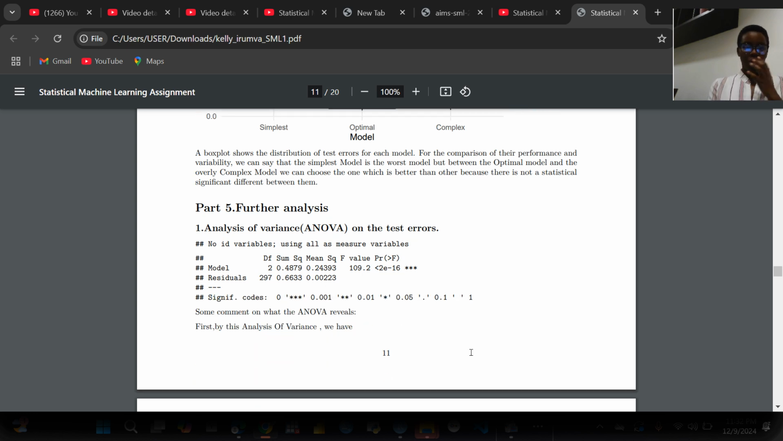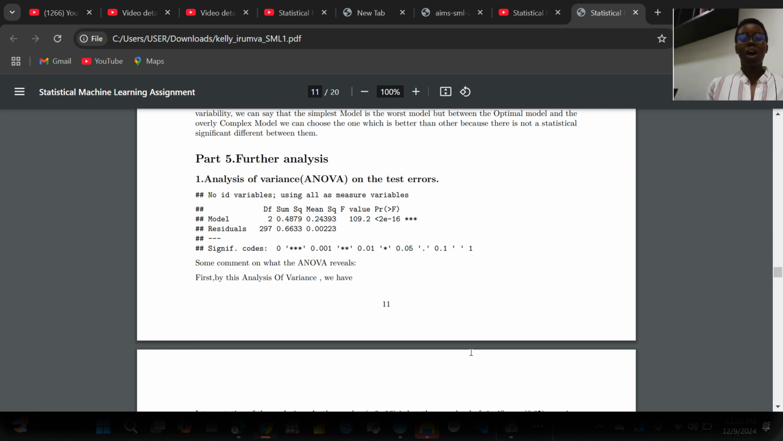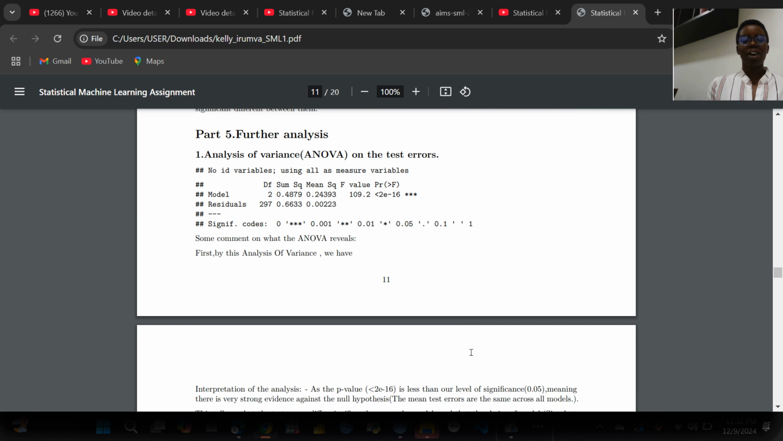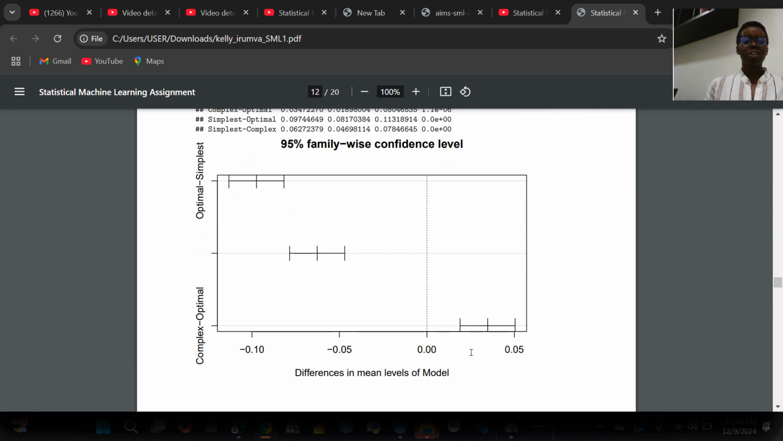With a further analysis using analysis of variance, ANOVA, we can see that when we look at the relationship between the models, there is no relation. Every model differs from the others.